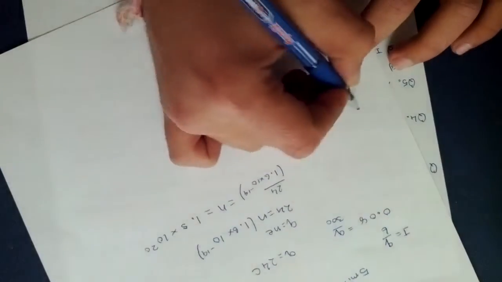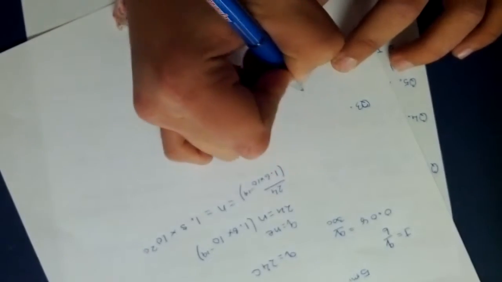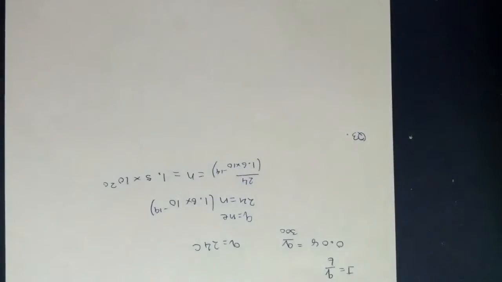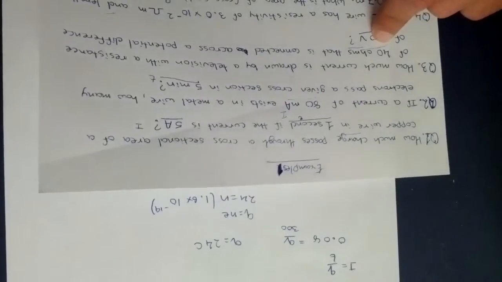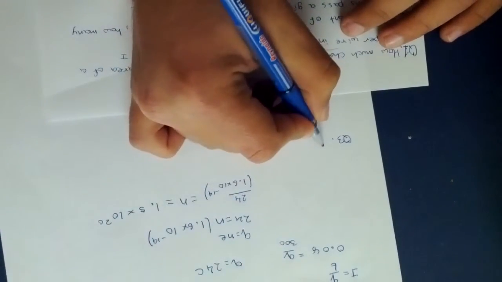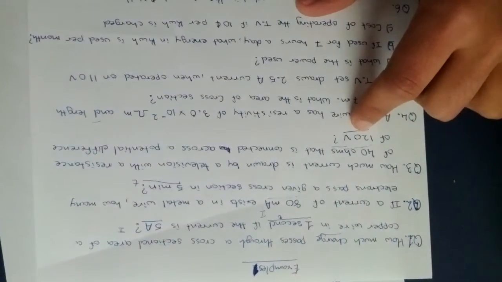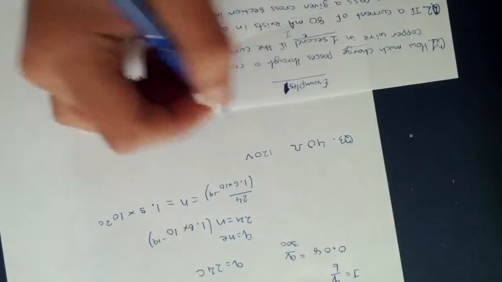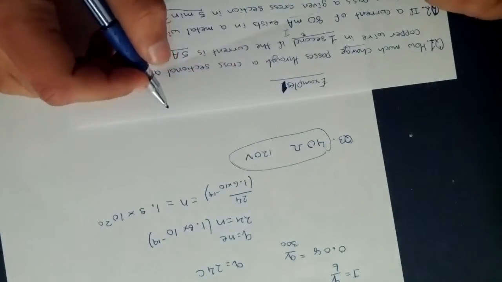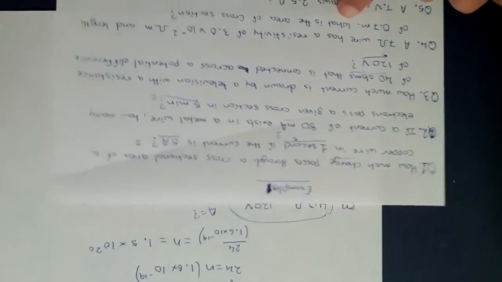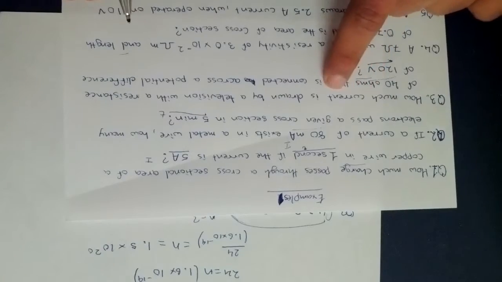So question number 3. So from this, we have 40 ohms. So let's write that down over here. 40 ohms. And then we have 120 volts. Right? So that's what we're given. And we have to find amps, or current. Right? We have to find the current.